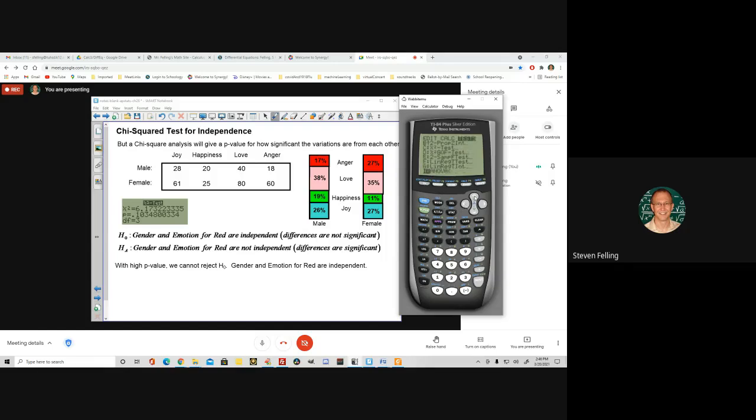We would run the chi-squared test on matrix A. Let it put expected counts in matrix B. And you would get a chi-squared statistic and a p-value. In this case, this p-value 0.103 would not be below 0.05. So we would say we fail to reject the null hypothesis. Therefore, we do not have sufficient evidence that emotion for red depends on gender.